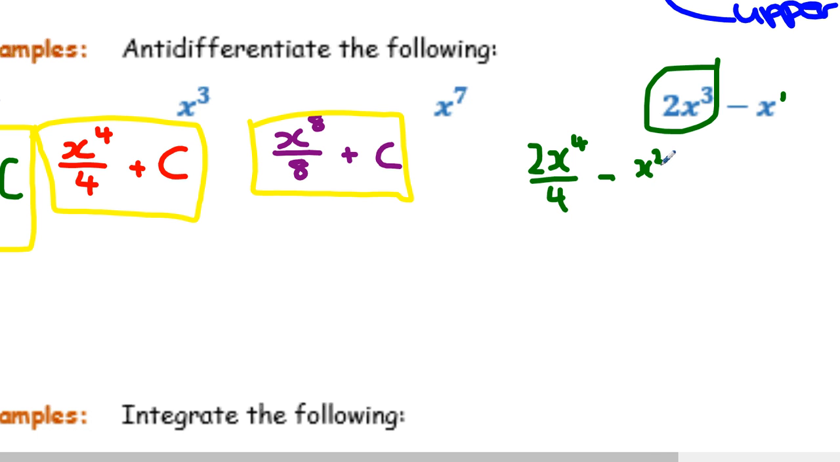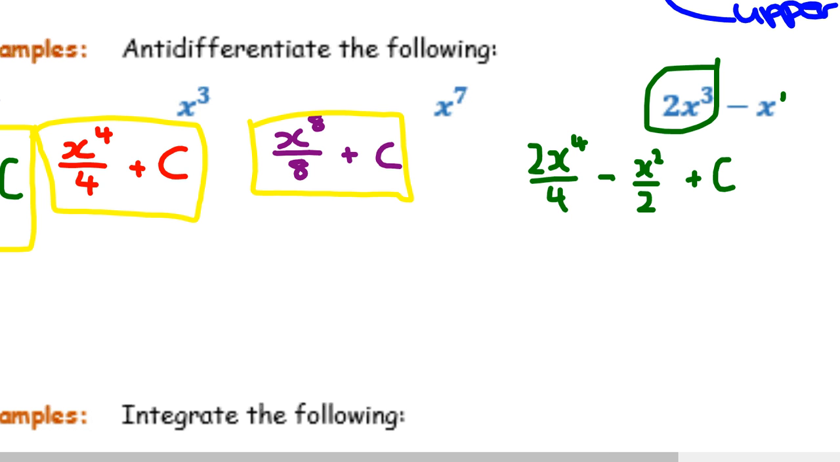Over 2, yeah, that's right, over the new exponent. And then maybe in the next step do any cancelling down. Oh, and don't forget, I always forget this, so be careful. Plus c. I'm a shocker for forgetting my plus c. So you guys don't do my bad habits.